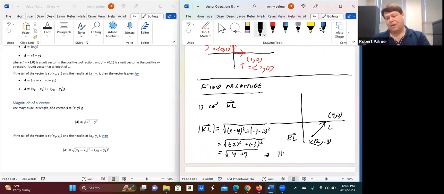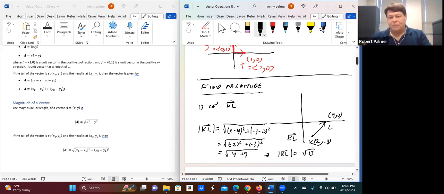Okay, so the magnitude of that vector, in this case the one we drew, with the tail at this point 2, negative 3, and the head at 4, 0, is simply going to be the square root of 13. That's its length. That's its magnitude.